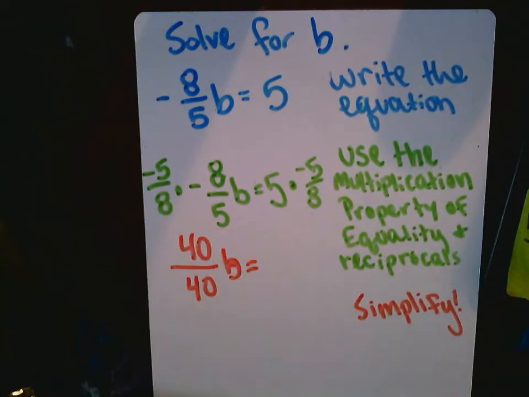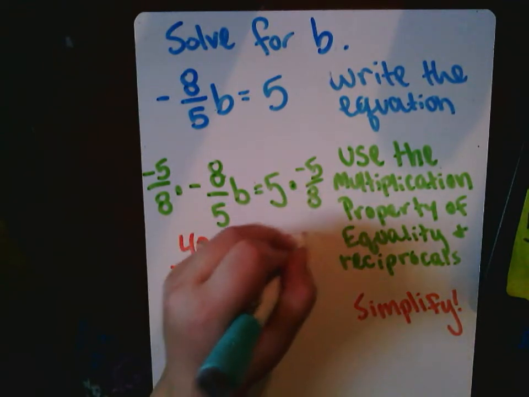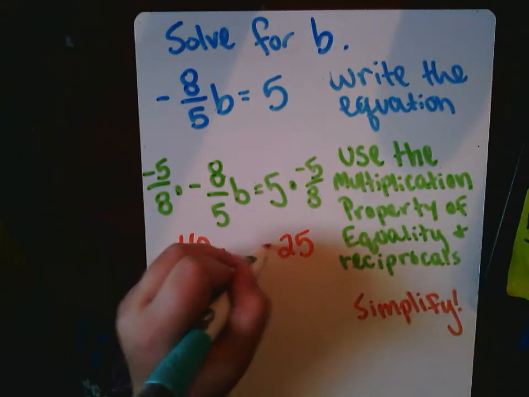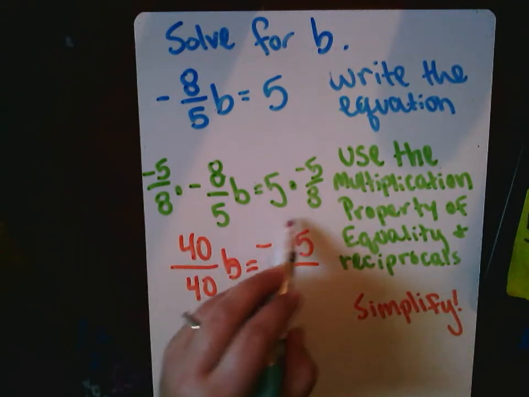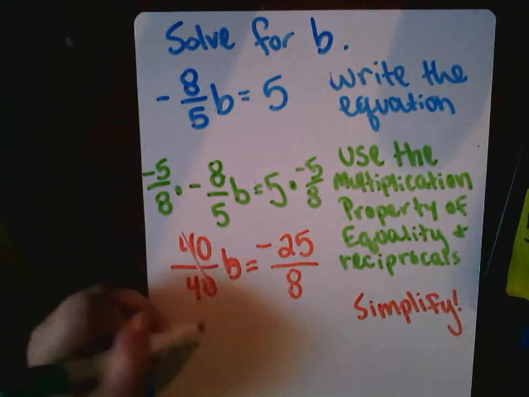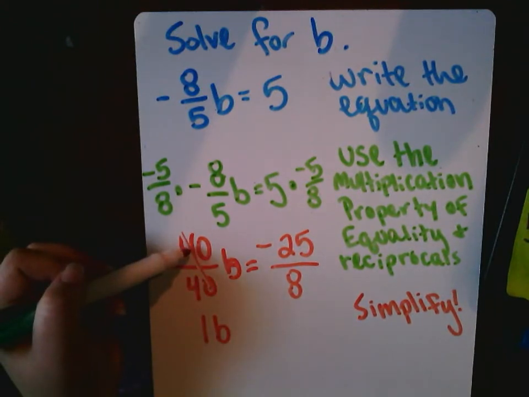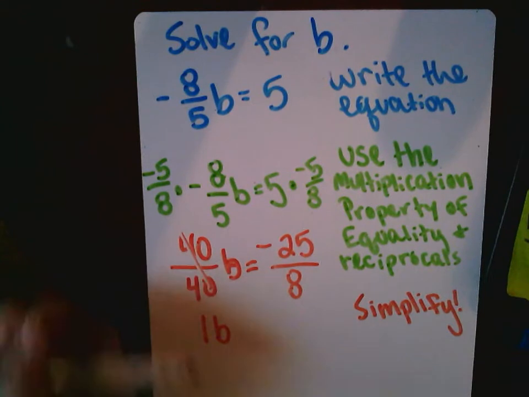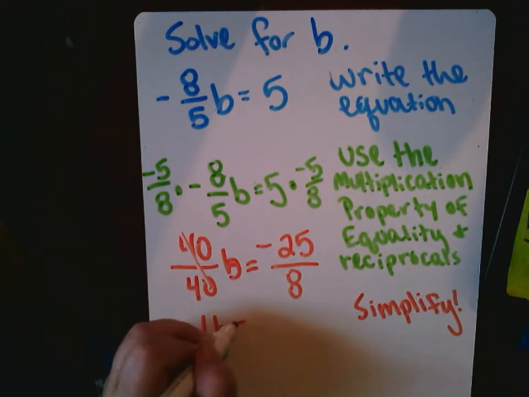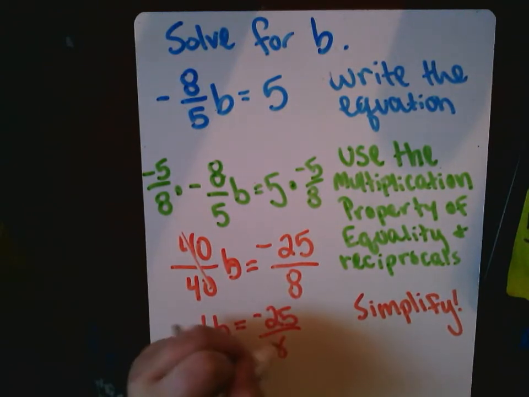b, and that is equal to 5 times a negative 5. Well, 5 times 5 is 25. A positive times a negative gives me a negative here. And that's 8 times 1 is 8. So we can go ahead and reduce this, simplify it down. 40 over 40 gives me 1. Anytime you have a number in the numerator and the same number in the denominator, that will give you 1, always. And that's going to be equal to negative 25/8.